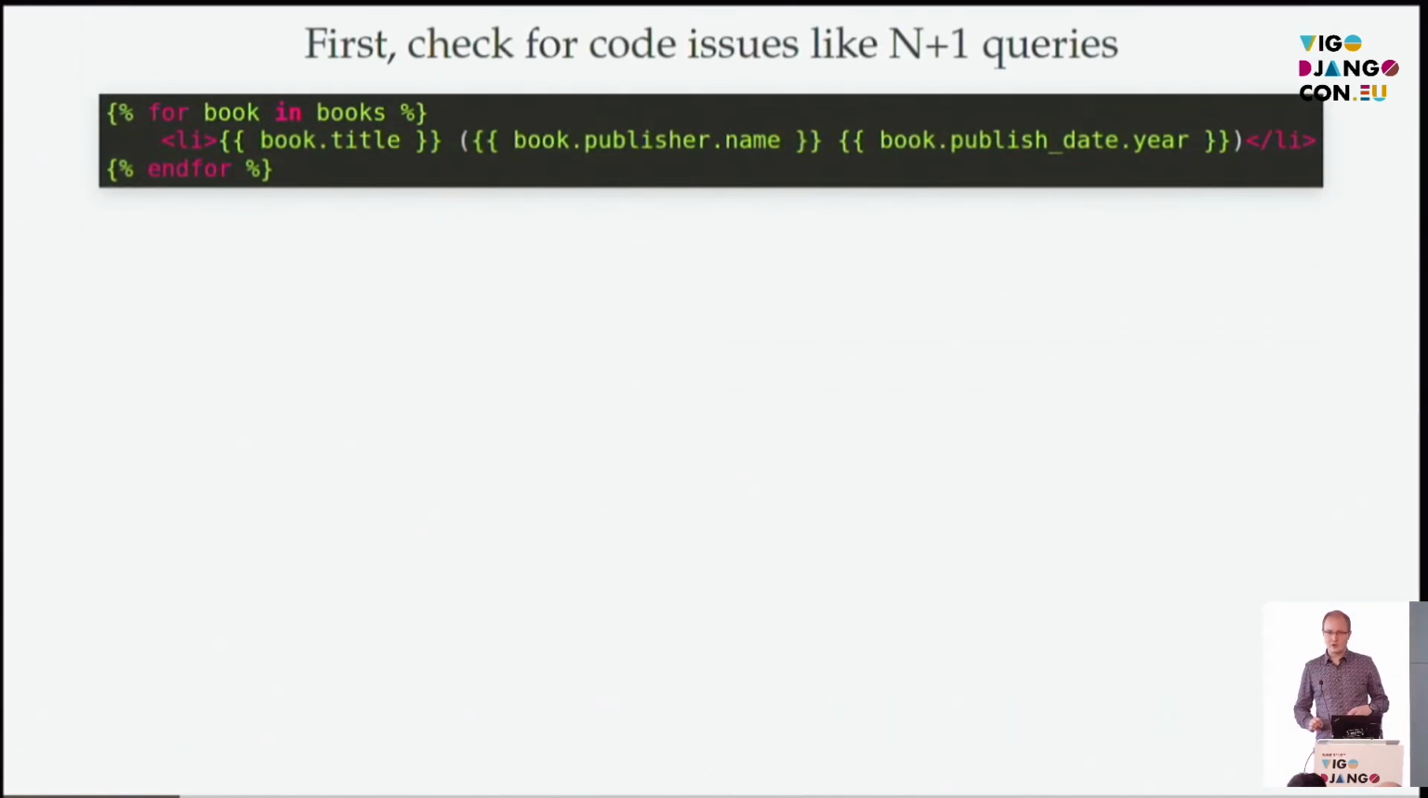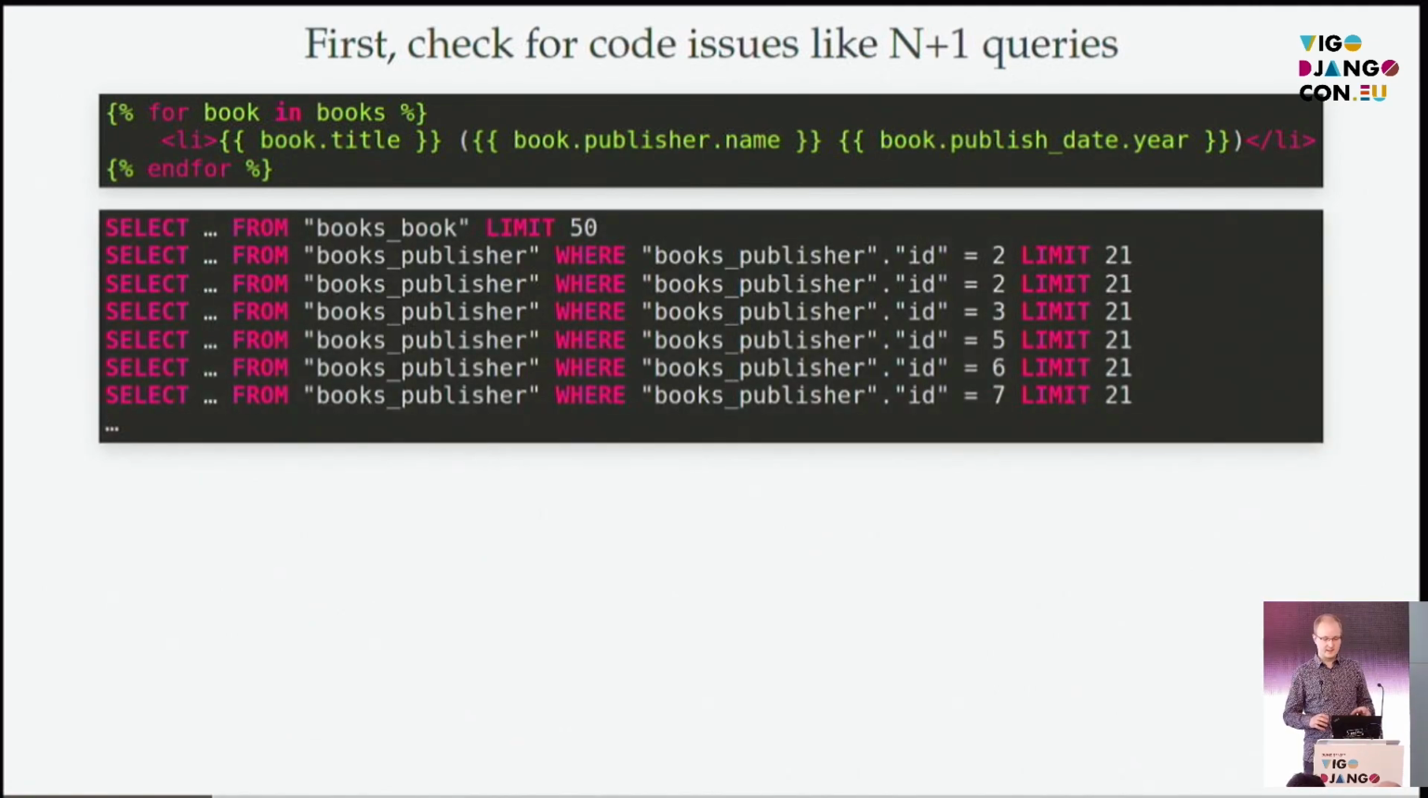I think we've already seen and talked about the common N+1 query issue today, and I'm just going to repeat it very quickly so we can move on to the more interesting stuff. Suppose we have a template snippet where we iterate over a list of books, and for every book we print the title, the publisher name, and the year, like a very short citation. What this will do behind the scenes is run a select query for the books, and then another select query for every one of the books to fetch the publisher. And obviously, that is not the most efficient way to do it.